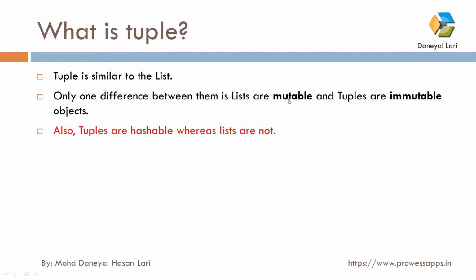I hope this point is clear because I have already discussed mutable and immutable in a separate video, where I explained the meaning of mutable and immutable. Immutable means we cannot make changes to the existing object. So in a tuple we cannot make changes to the existing object. And one more thing you need to remember: tuples are hashable, whereas lists are not. Just remember this one, because when I discuss hashing techniques, hashing in Python, I'll come back to this point.